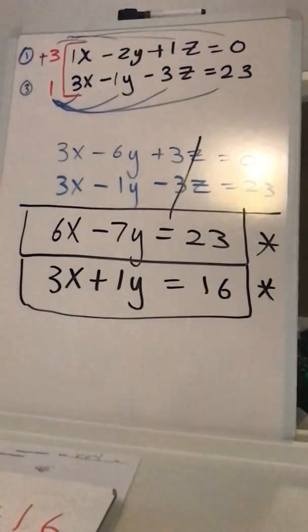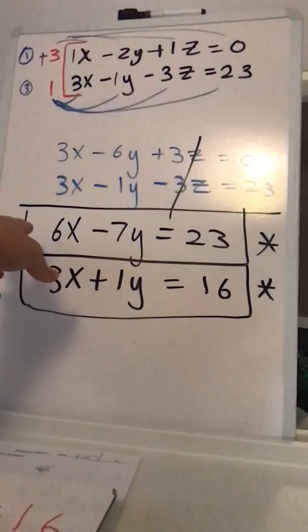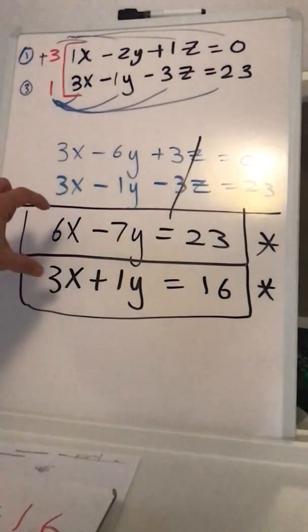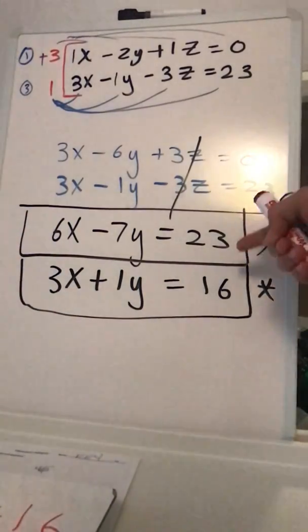Tomorrow we're going to finish how to solve this from the beginning. Today's goal is just to get from a 3 by 4 to a 2 by 3. If you notice, I have these two equations, so your goal today is just to find these two equations.